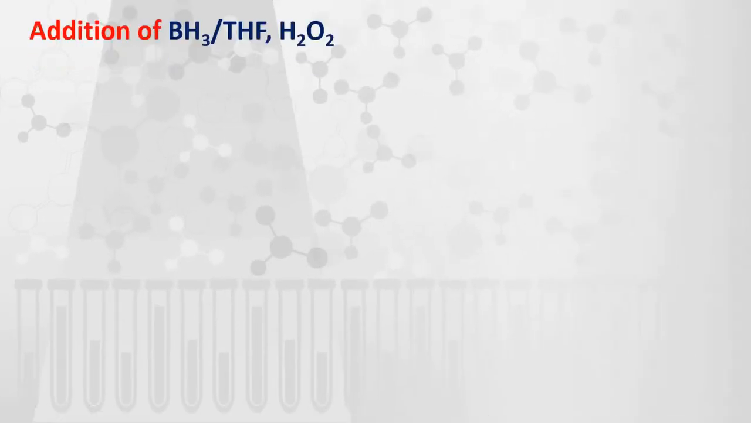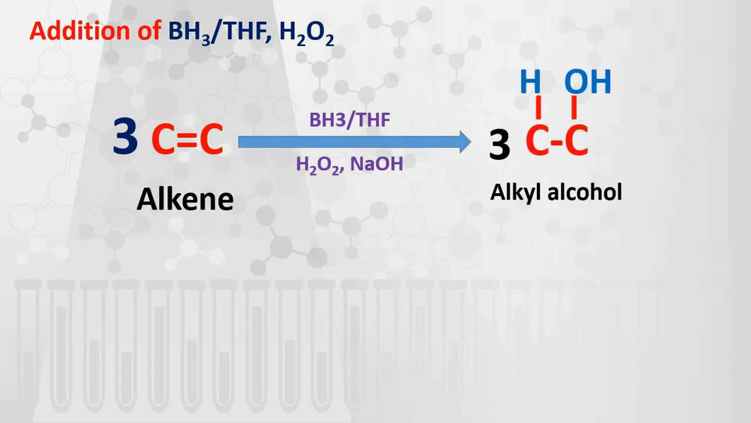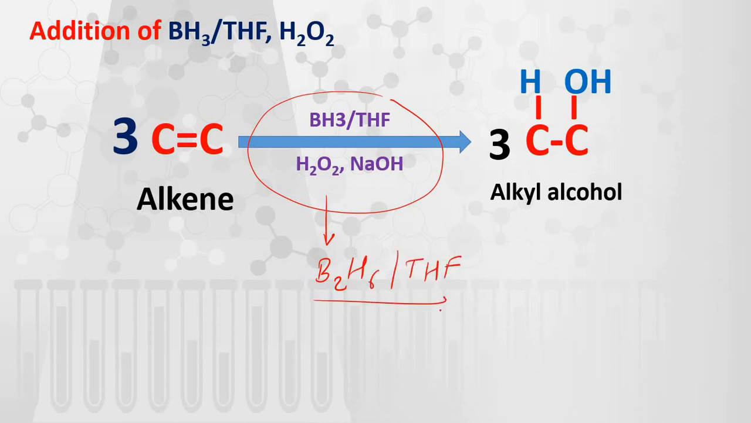Addition of BH3/THF followed by H2O2 under basic condition takes place. Here we are using 3 molecules of alkene, which on reaction with BH3/THF followed by hydrolysis using hydrogen peroxide under basic condition, that is NaOH, produce 3 molecules of alcohol. In place of BH3/THF you can use diborane, that is B2H6/THF, and the rest, that is H2O2 under basic condition, is the same.